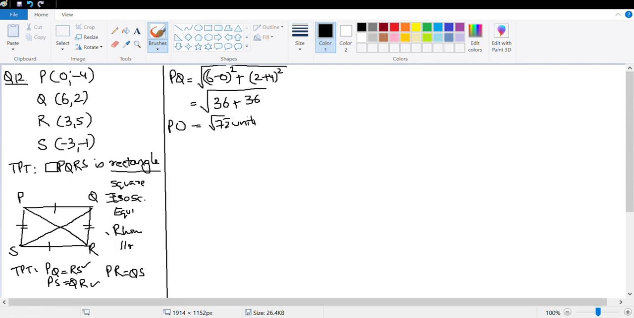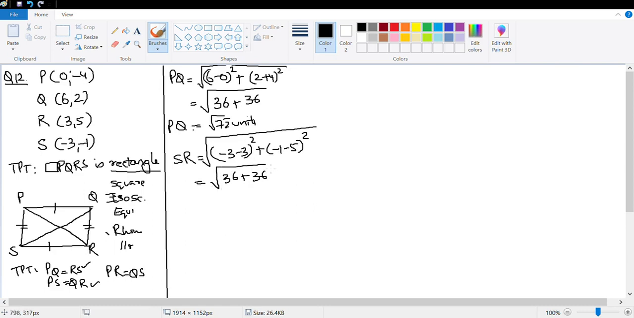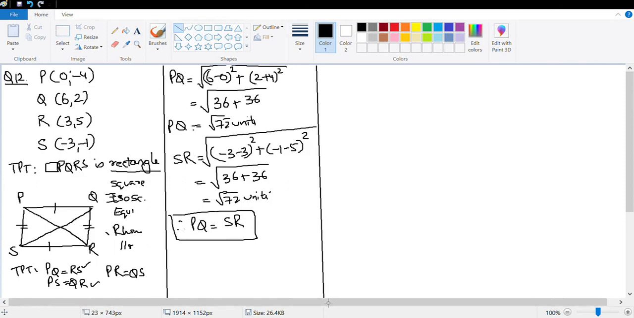That's my PQ. Next, let's look at SR. What would SR be? So SR would be the square root of negative 3 minus 3 whole square plus negative 1 minus 5 whole square, which means negative 6 square, that's 36, plus negative 6 square, that's 36, so that's root 72 units. Perfect. Therefore PQ is equal to SR. Done. First part done. Now let's look at the second part, which is the second pair of opposite sides.